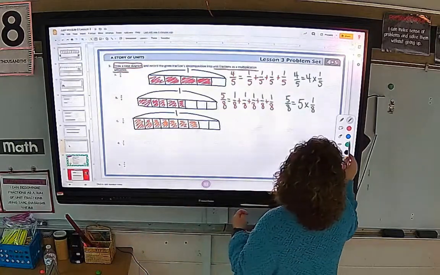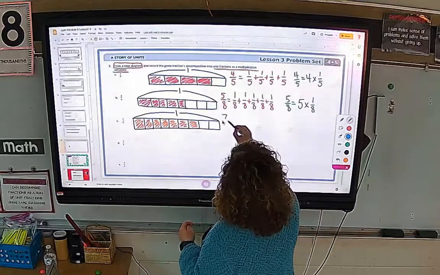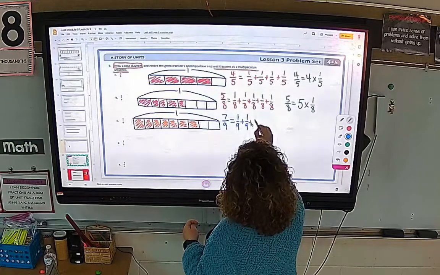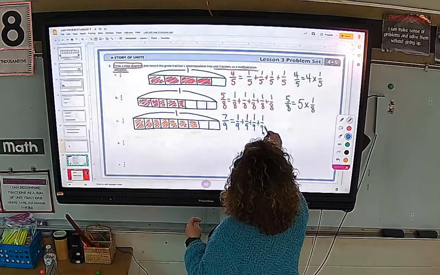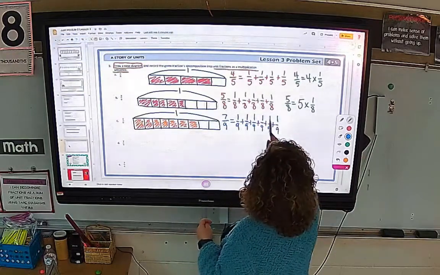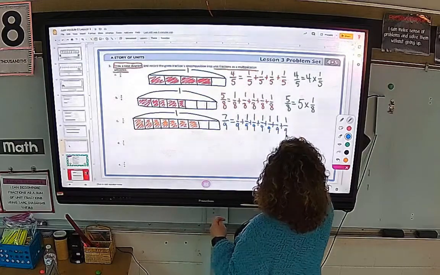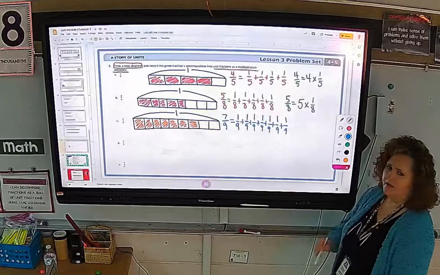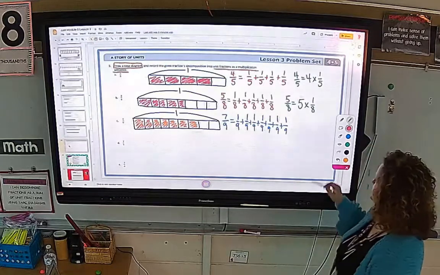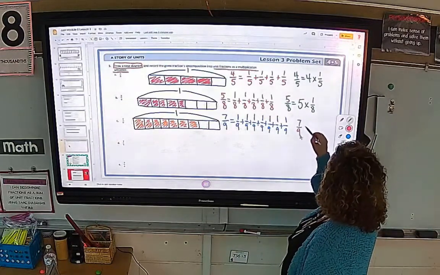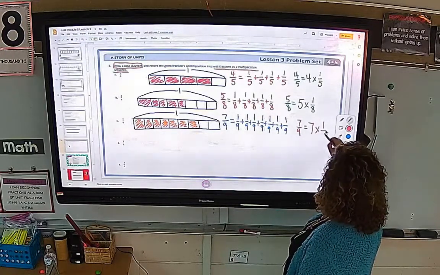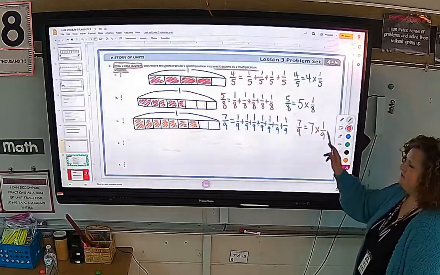Okey-doke. So we have 7/9 is equal to 1/9 plus 1/9 plus 1/9 plus 1/9 plus 1/9 plus 1/9. 1, 2, 3, 4, 5, 6, and one more would make 7. Whew. You should have some good, strong muscles after this for all this writing, okay? And then we're going to write that as a multiplication sentence. 7/9 equals 7 times 1/9. You have 1/9 7 times.